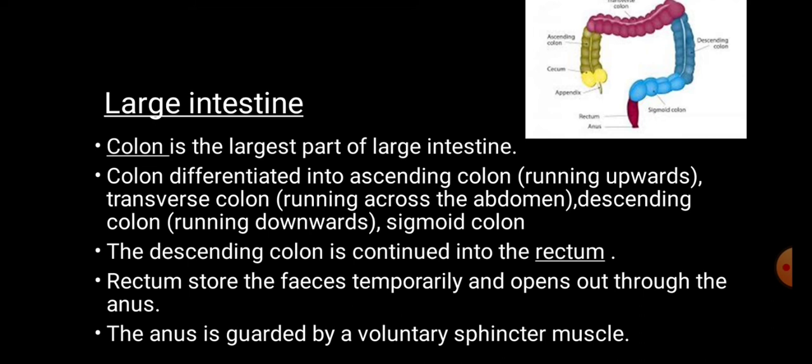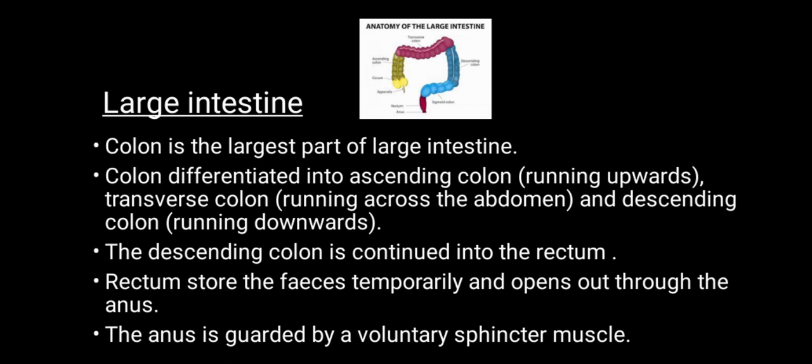The descending colon continues into the rectum. This is the rectum, which stores the feces temporarily, and it opens out through the anus, the opening of the alimentary canal. Again, the anus is guarded by a sphincter muscle. Sphincter means a ring-shaped muscle which guards the opening and closing of the anus.